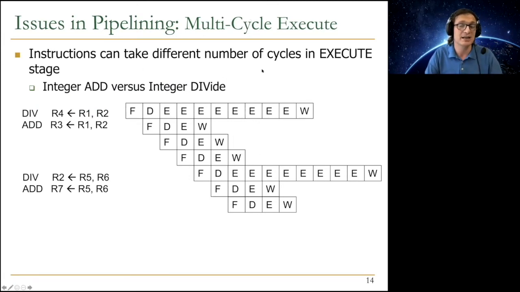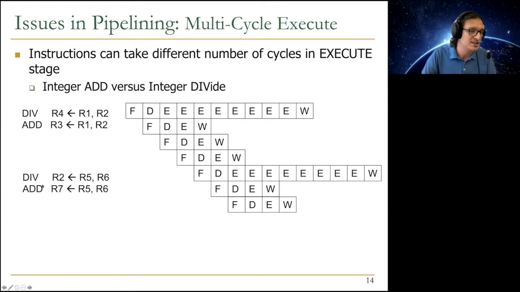Instructions can take different number of cycles in the execute stage. And I've given you one example over here, integer add versus integer divide. Integer divide takes, in this particular example, 8 cycles. Okay, let me make sure it's 8 cycles in the execute unit. You can see that. And it has its own execution unit. Integer add takes 1 cycle.